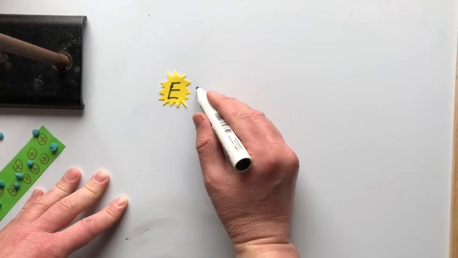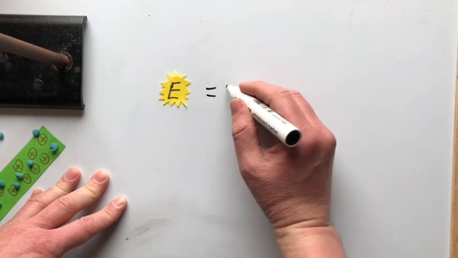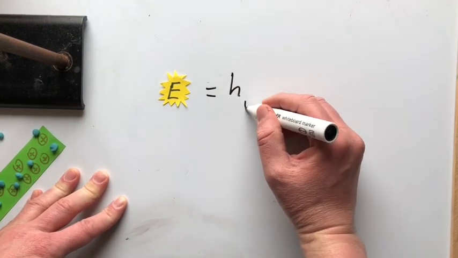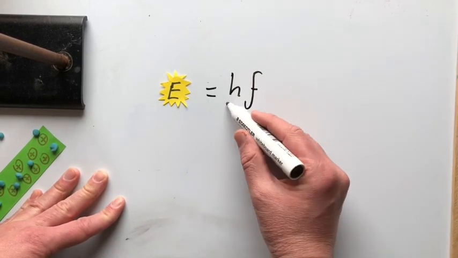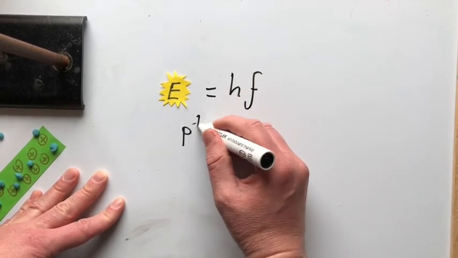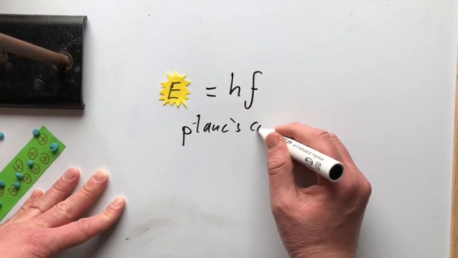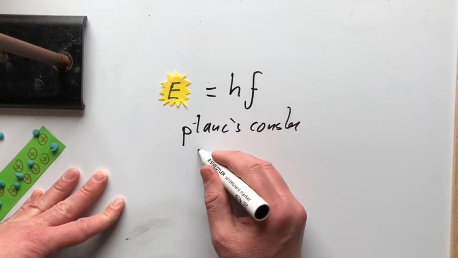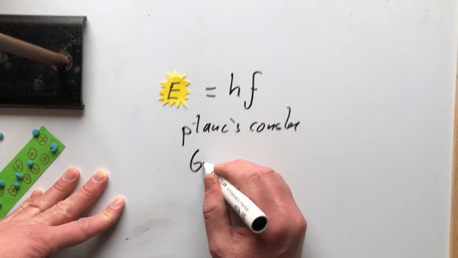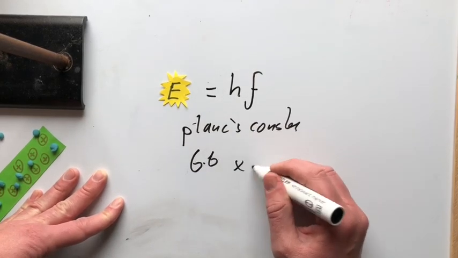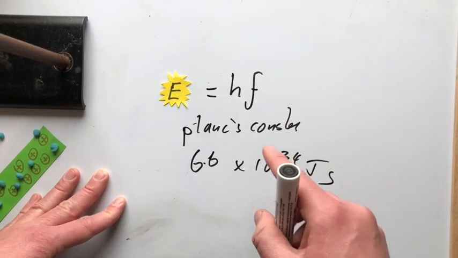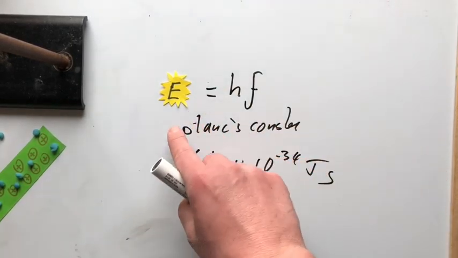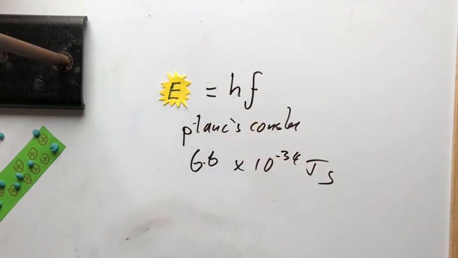To calculate how much energy one photon has, it's actually quite easy. Each photon will have an amount of energy that's equal to h, which we'll come to in a minute, times f. So f is the frequency of the light, and h is a new constant called Planck's constant, which is 6.6 by 10 to the minus 34 joule seconds, I think. I'll verify that, but anyway. So if you want to find out how much energy each photon has, multiply its frequency by Planck's constant.